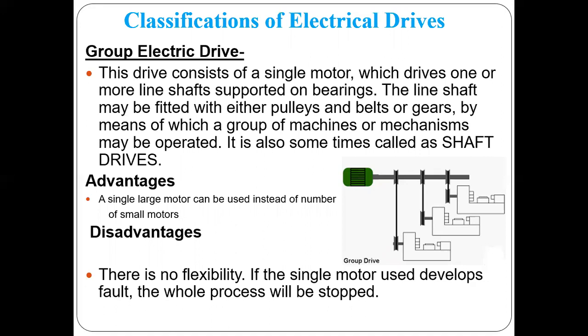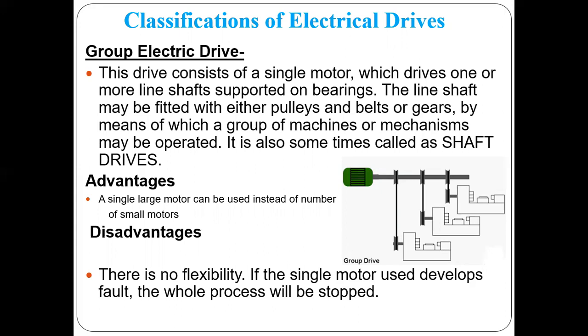This is the type of group electrical drive. In the form of definition, this drive consists of a single motor which drives one or more line shafts. That means from one motor shaft, one or more mechanisms are connected with the help of bearings. The line shaft may be fitted with either pulleys and belts or gears, by means of which a group of machines or mechanisms may be operated. Sometimes it is also called the shaft drive because the mechanisms are connected to the shaft.